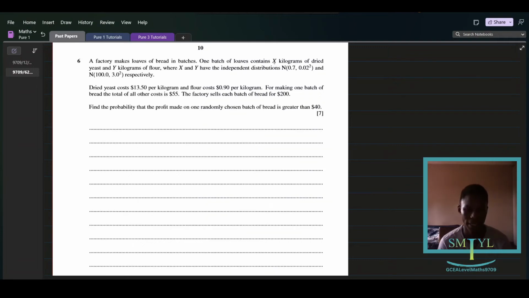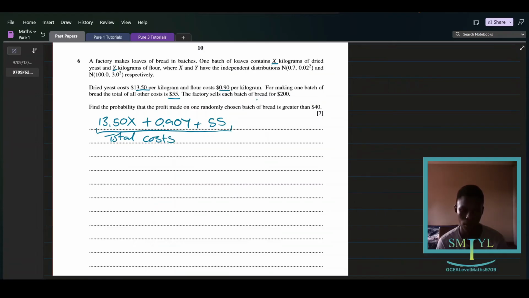So we're given that one batch contains X kilograms of dried yeast, and each kg of dried yeast costs $13.50 per kg. So we can say 13.50 times X, and flour costs $0.90 per kilogram. So we can say plus 0.90 Y. And then for making one batch of bread, the total of all other costs is $55, so plus 55. So what we have here are the total costs of making one batch of bread. So this is total costs.